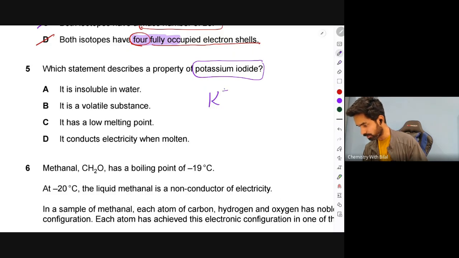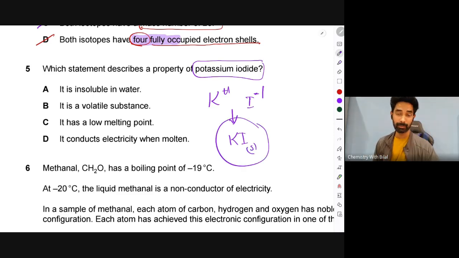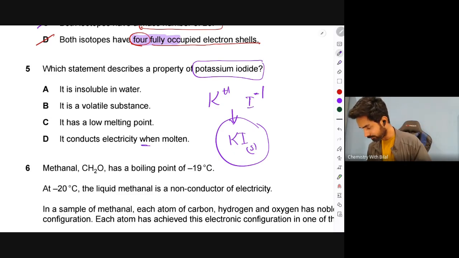Which statement describes a property of potassium iodide? Potassium is group 1, iodine is group 7. It's going to be an ionic compound. Ionic compounds have high melting and boiling points, are soluble in water, and only conduct when molten and aqueous. So, conduct electricity when molten. Correct. Have low melting point.